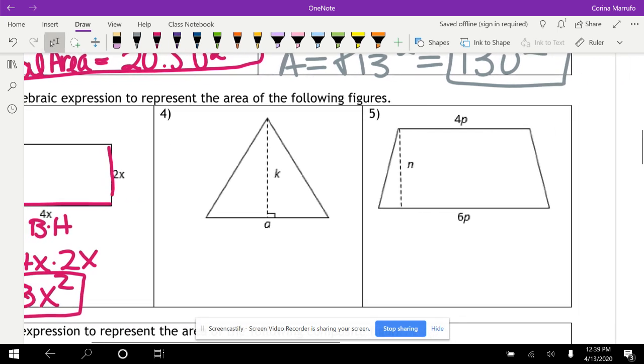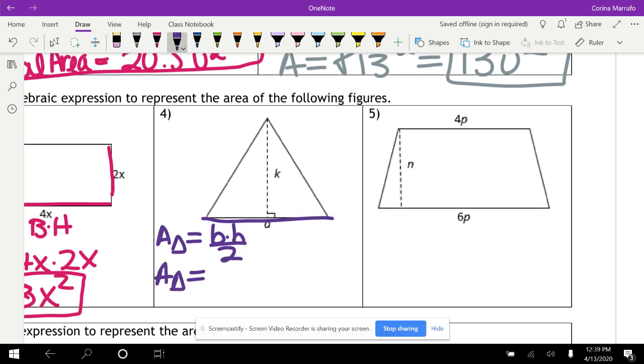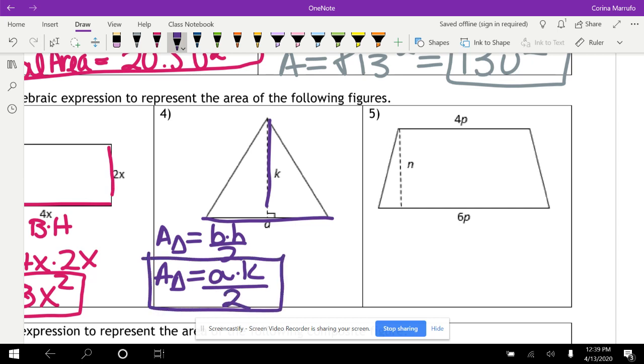So this one we have a triangle. So the area of the triangle is going to be base times height divided by 2. So for the area of our triangle, our base is going to be 8. That's what we have as a base, and our height is k. So 8 times k divided by 2, and that is our area as an expression.